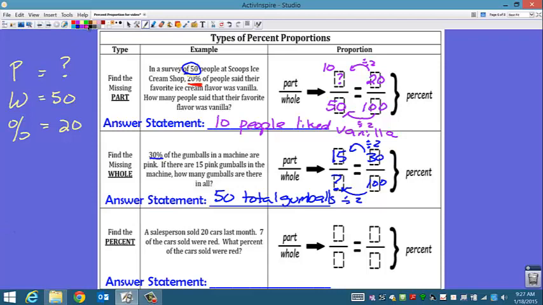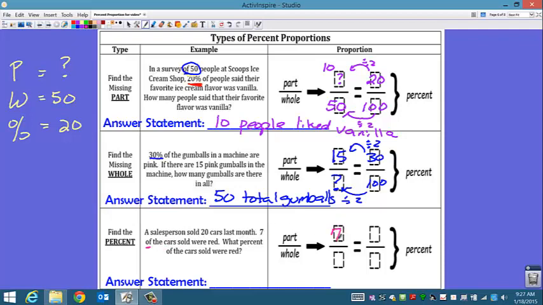Okay, let's check the last one here. A salesperson sold 20 cars last month. 7 of the cars were red. Okay, here's the of. Some of you might think that the 7 is the whole because of the of, but the 7 is in front of the of. Okay, the whole will always come behind it, or it will follow the word of, 50 cars, of 100 cars. Okay, the 7 does not come behind it, so it's not the whole.